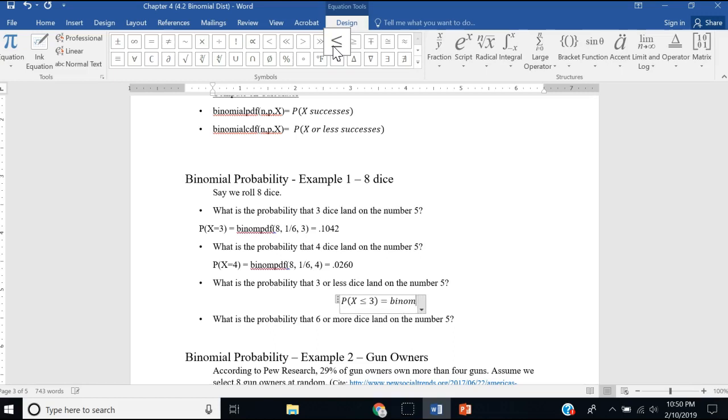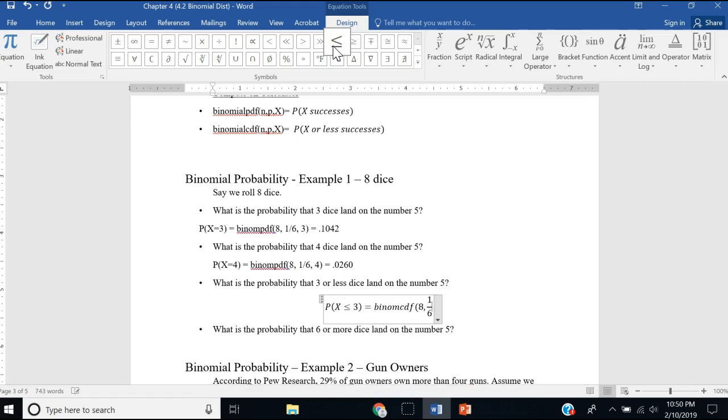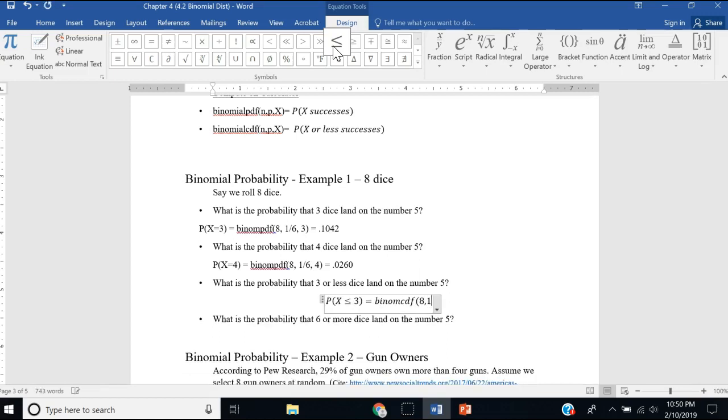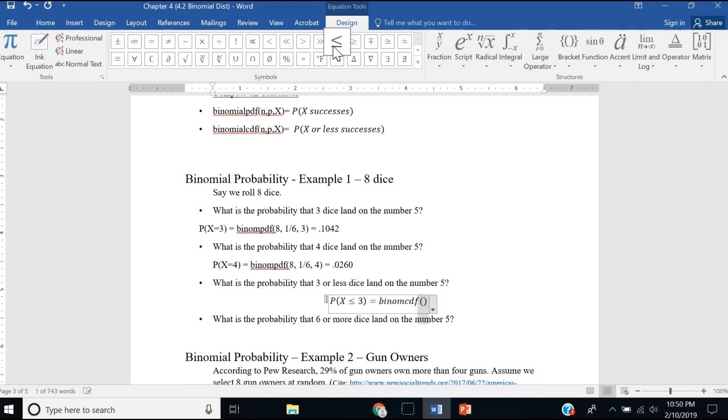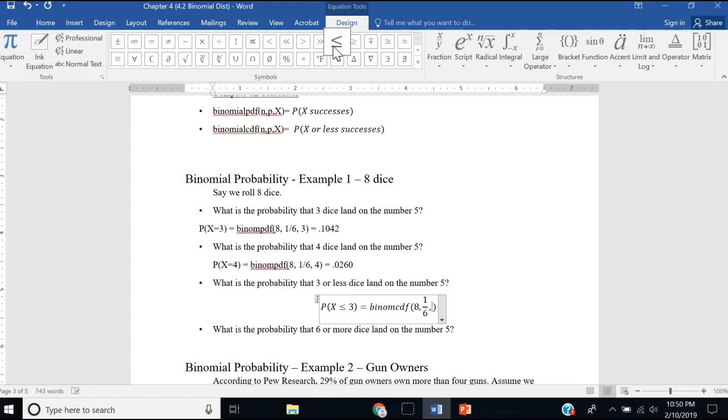Now we go binomial CDF. Again, we still have 8 trials. Our probability of success is still 1/6. It automatically does 1/6, but it's going to look like that on your calculator. And then we're looking for 3 or less. Now, by the way, the input threw me off there. 8, comma, 1/6, comma, 3.